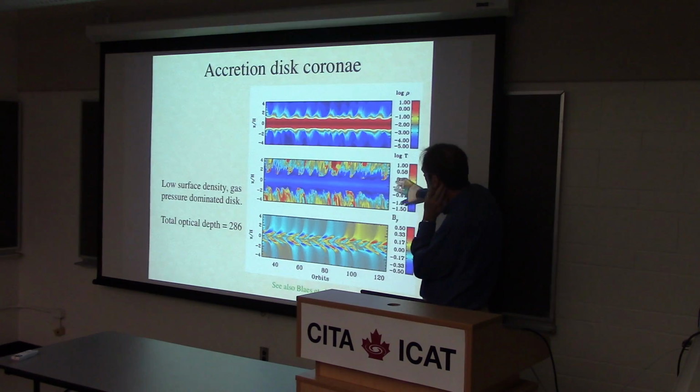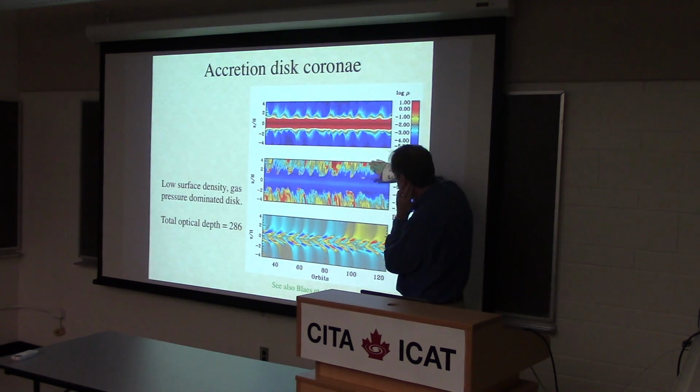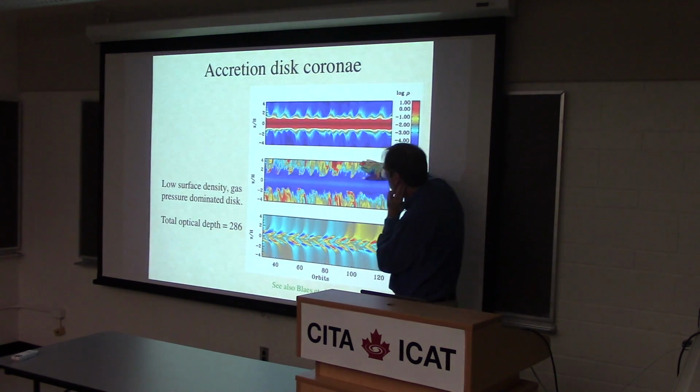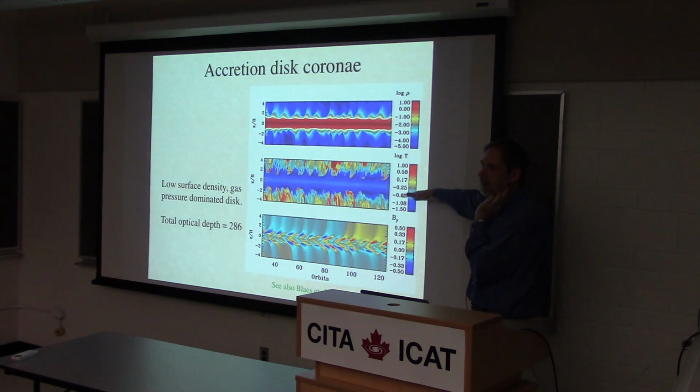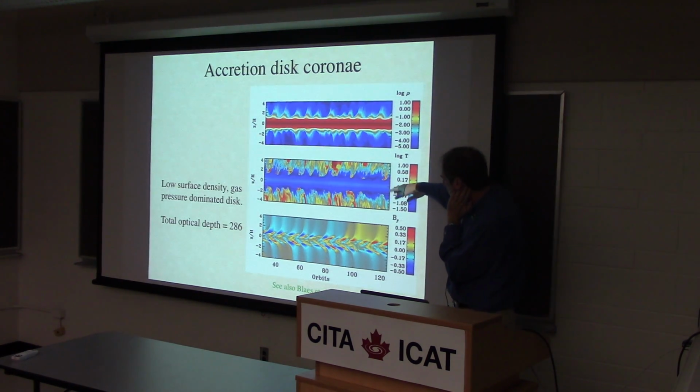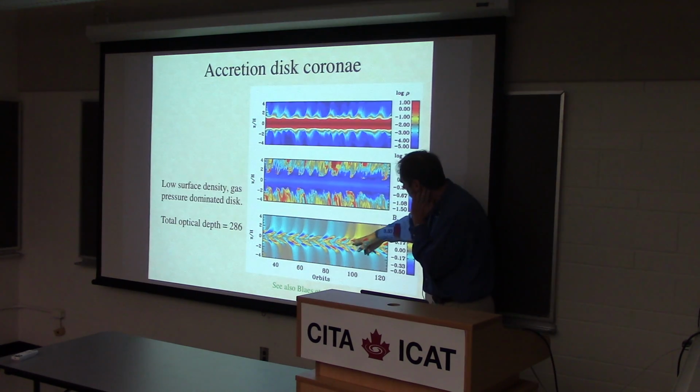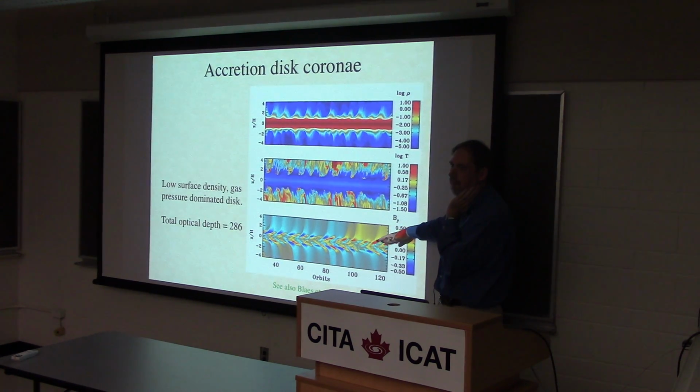But notice the temperature now. You get these huge peaks, and in a time average sense, the temperature above 2 scale heights is much, much higher than the temperature in the midplane. And that's all caused by these buoyantly rising flux tubes that dissipate their energy off the midplane.